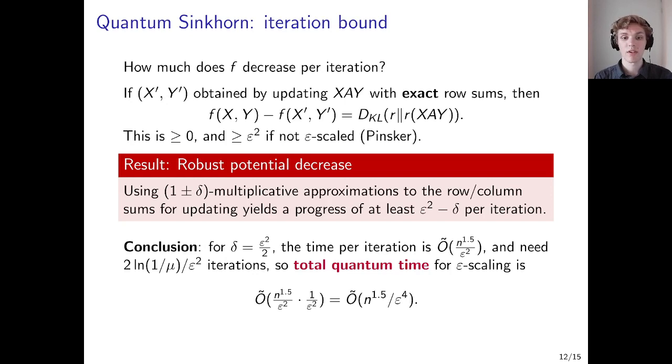In other words, for this choice of delta, I get a total quantum time of n to the 1.5 divided by epsilon to the 4th. So these were the two main ingredients for showing that quantum Sinkhorn works.